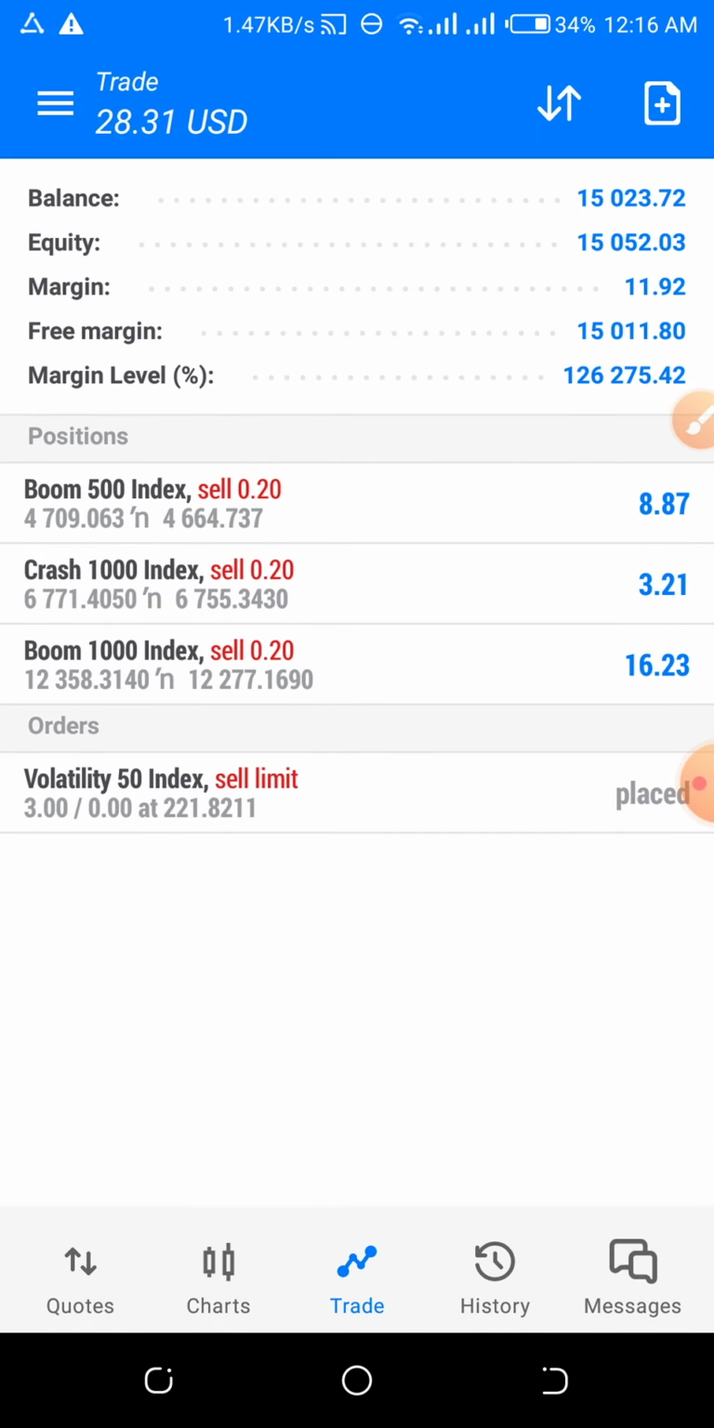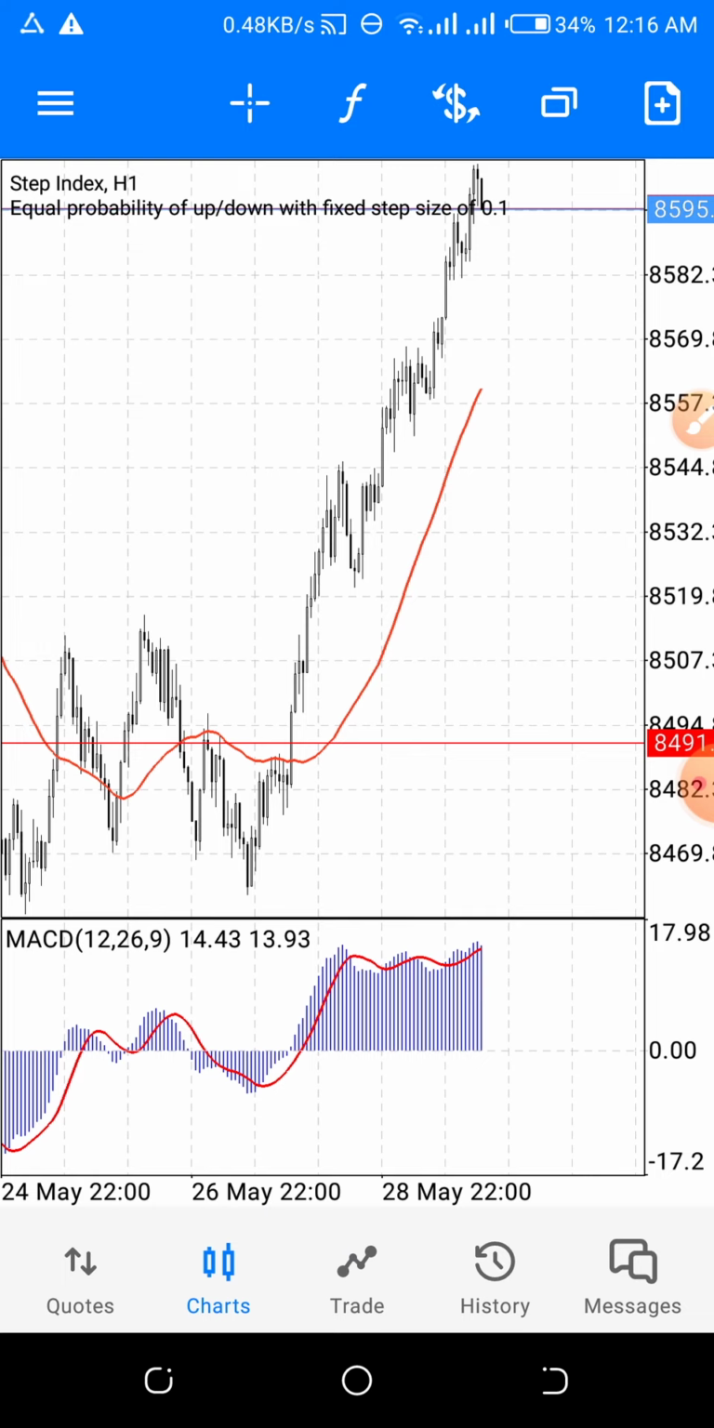All right, so to explain these concepts, like I said, let's use the Step index. This concept works on Boom, it works on Crash, same principle, same analogy. All you need is two indicators for this strategy to work properly. Now let me go back and show you guys, for those who are watching this video for the first time.